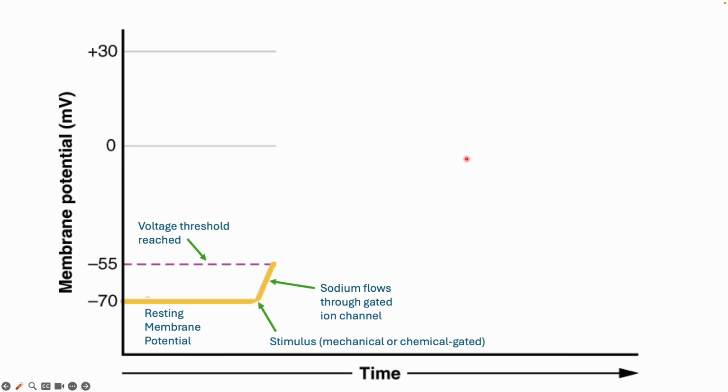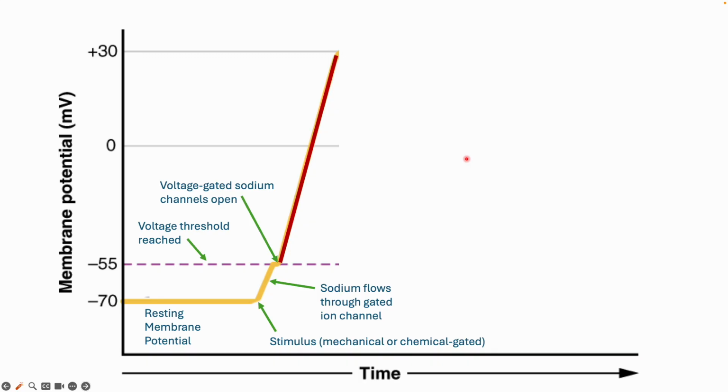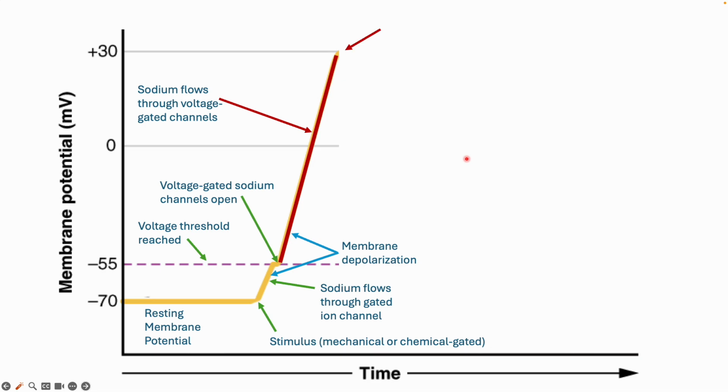That voltage threshold triggers the opening of voltage-gated sodium channels. So now sodium continues to flow into the cell, making it less negative and more positive because you have positive charge moving inward. This change in membrane potential is known as membrane depolarization because you're depolarizing the difference between them. Ultimately, you overshoot zero and go to about positive 30 millivolts.